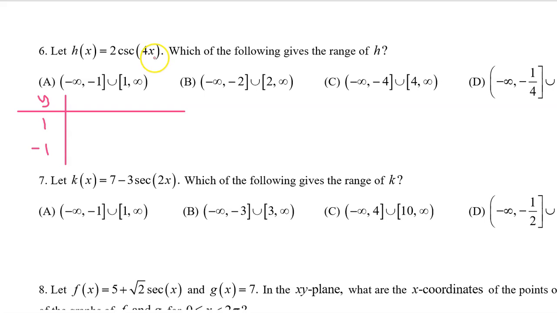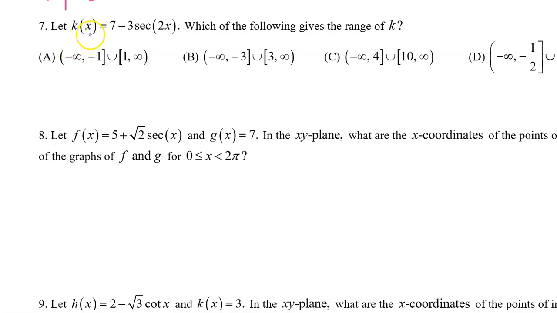The only transformations that will affect y values are the ones that are outside the trig function, in this case the vertical dilation by a factor of 2. So the new y values will be 2y, 2 times the original y values. So the new y values will be 2 and negative 2. The original range went from negative infinity to negative 1, union 1 to infinity. The new range will go from negative infinity to negative 2, union 2 to infinity. So the answer is B.